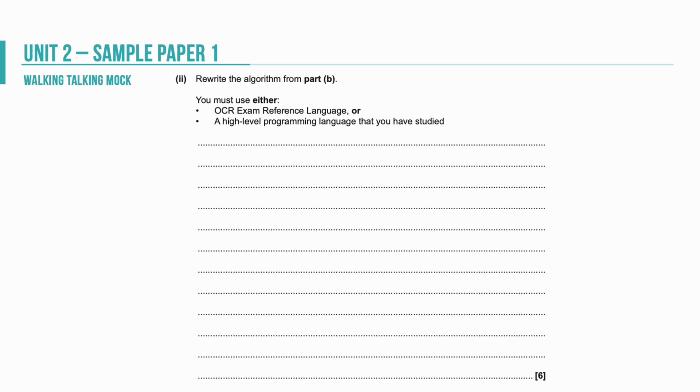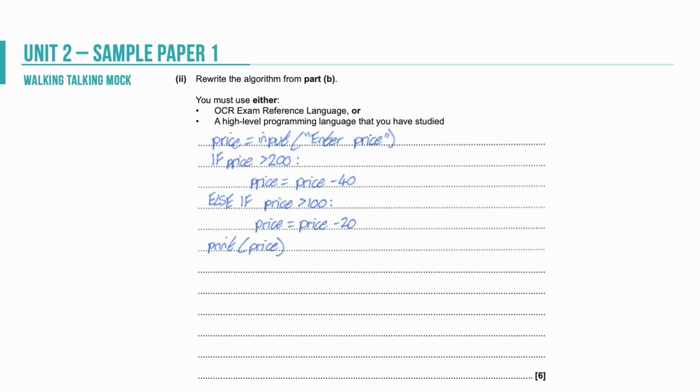We've then got to rewrite the algorithm from part B using either OCR reference language or a high-level programming language of our choice. Sticking with OCR reference language, I'm entering price. If price greater than 200, price equals price minus 40. Else if price greater than 100, price equals price minus 20, and then print price. Again, not a hugely difficult question there for the 6 marks that are available. Particularly if you've used Python a lot in your school, you should be able to have a good go at that question, particularly when we've been given the flow diagram on the previous page.